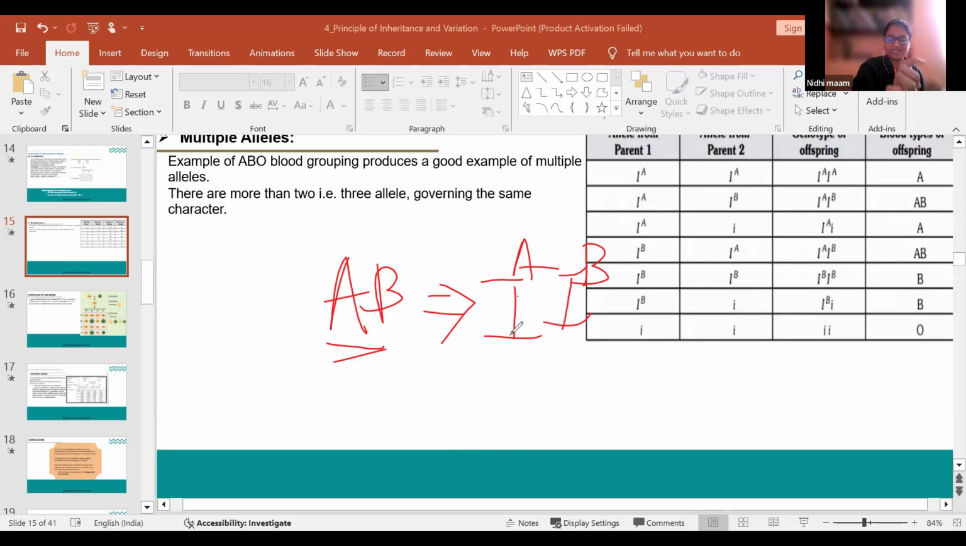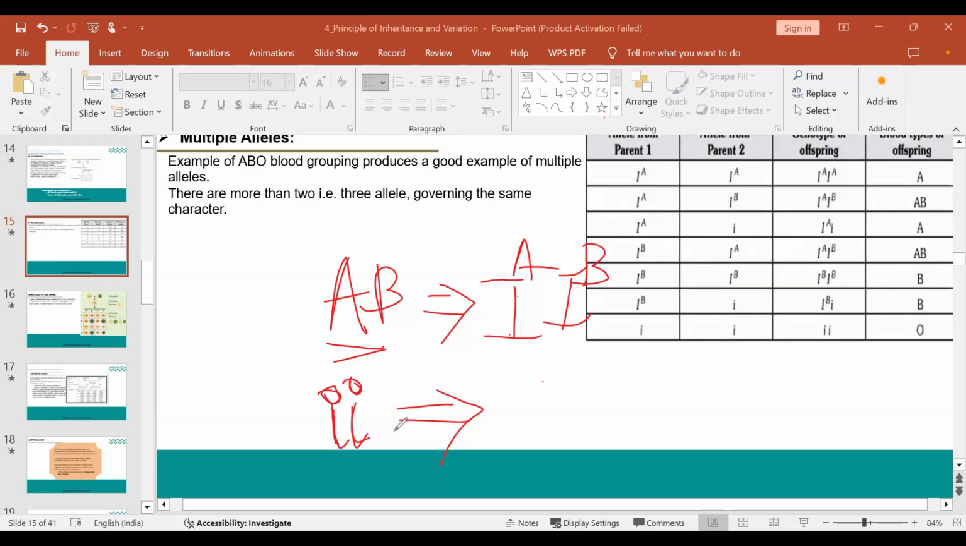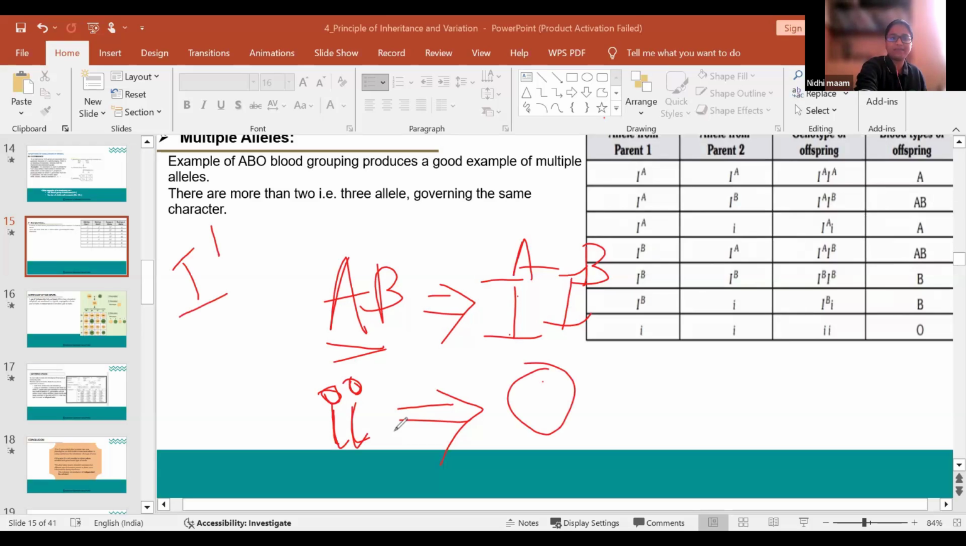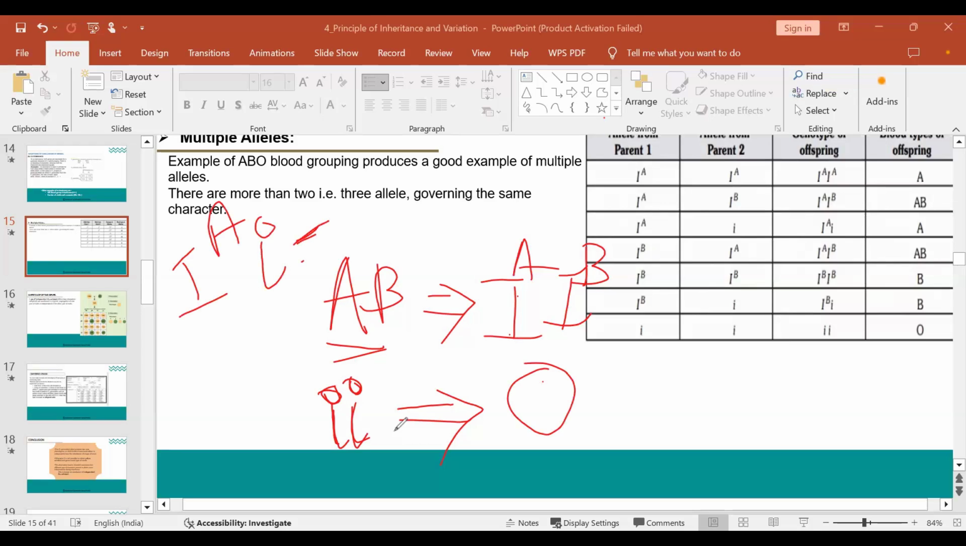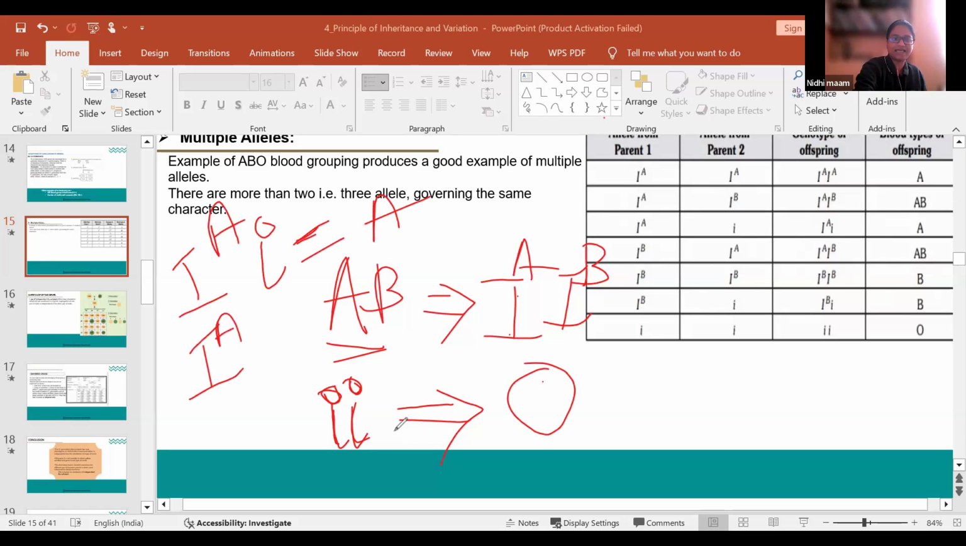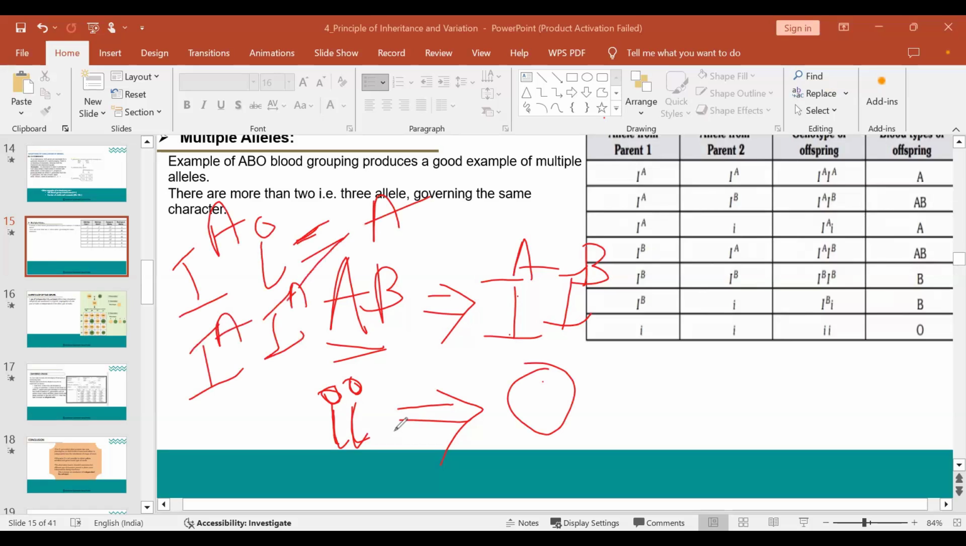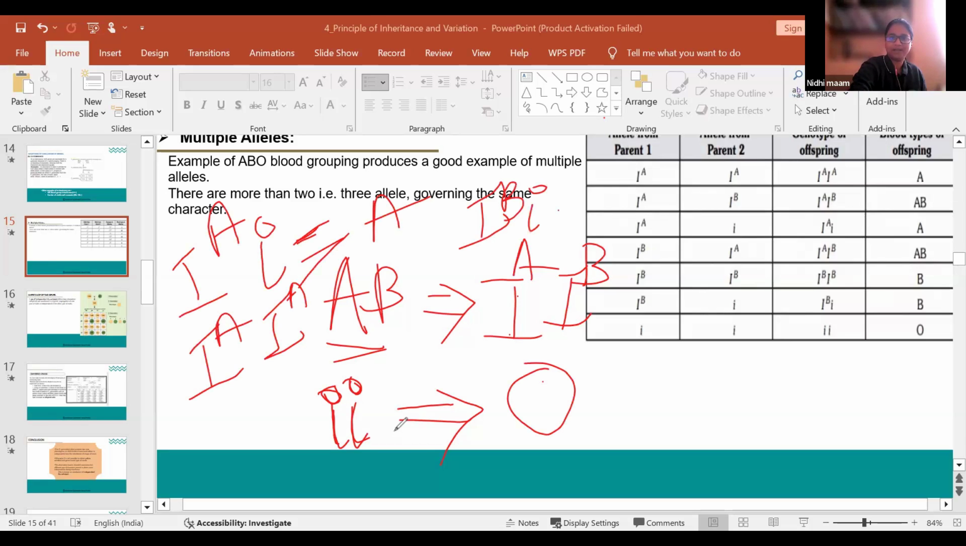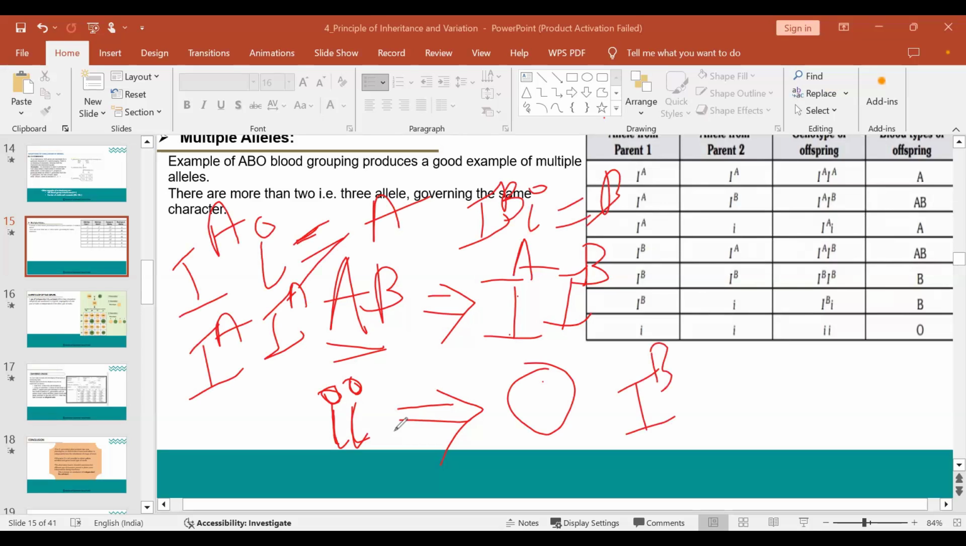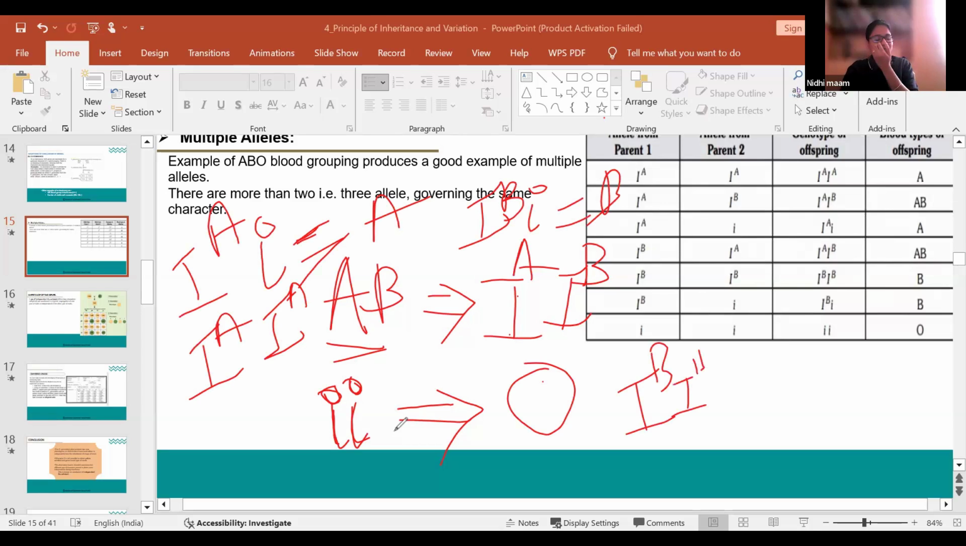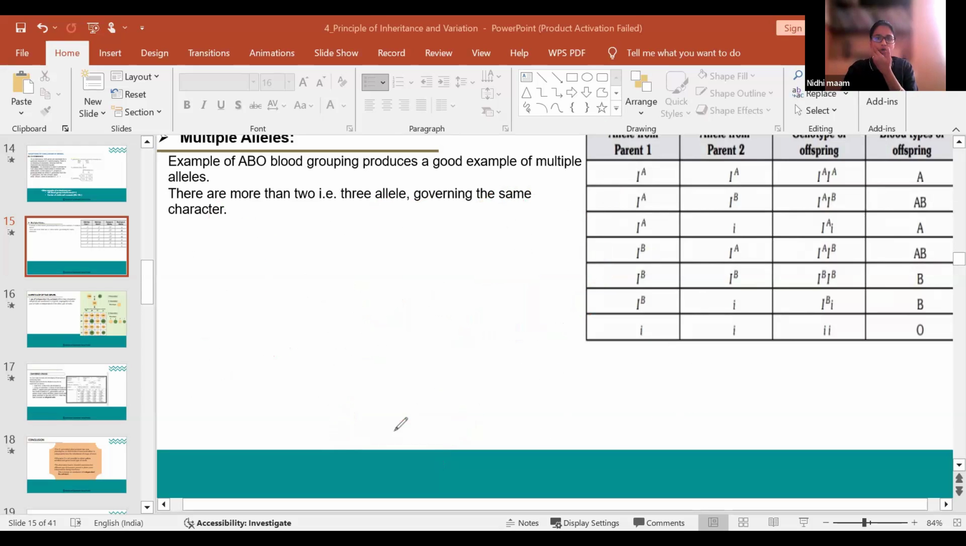Suppose there is an RBC, and on its plasma membrane we have antigens as small i and small i. What will be the blood group of the person? O. Very good. When the antigens are IA and i, the blood group is A. IA and IA, A. IB and i, B. IB and IB, B. Very good. So our AB blood group is the best example of codominance.